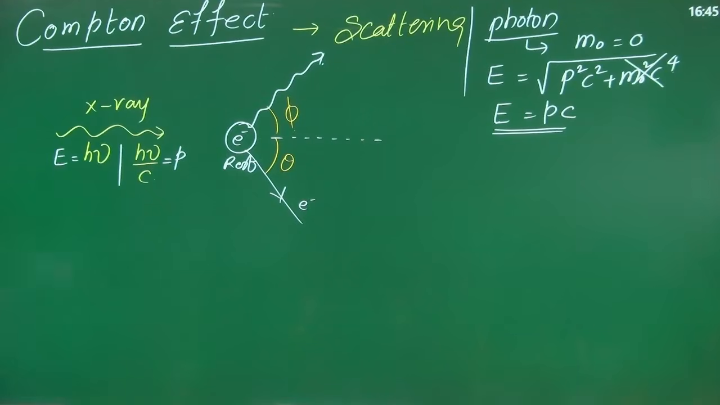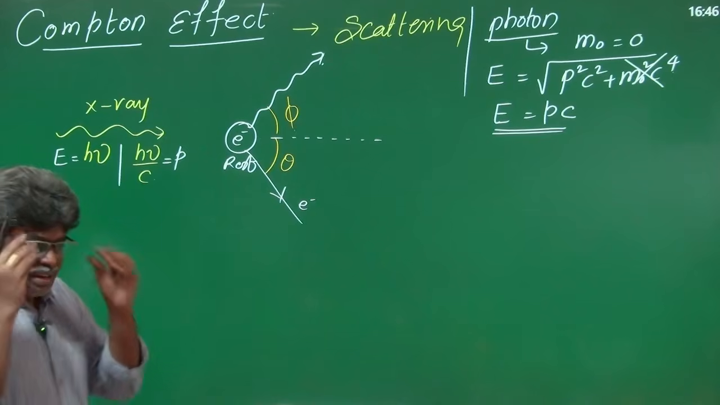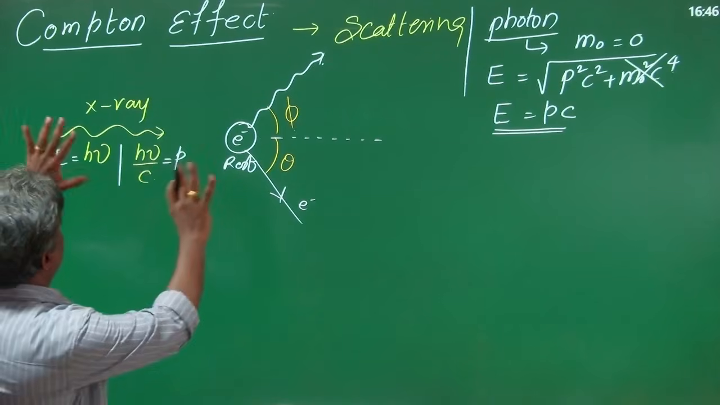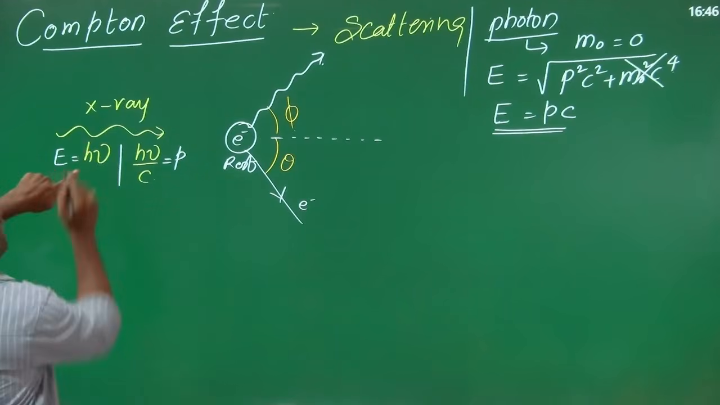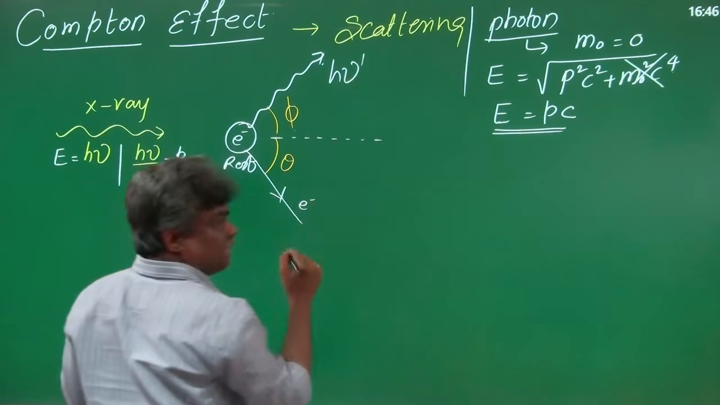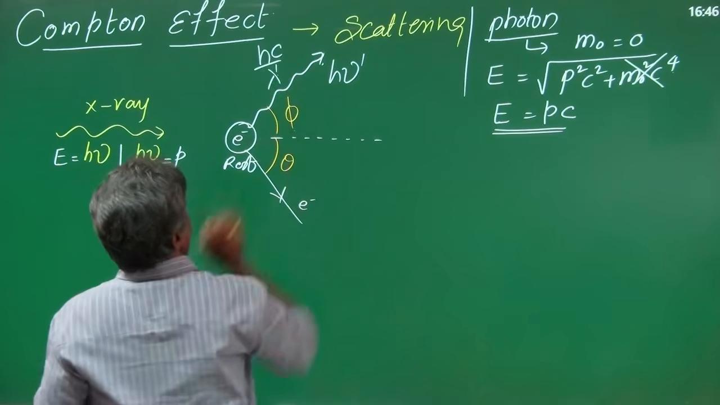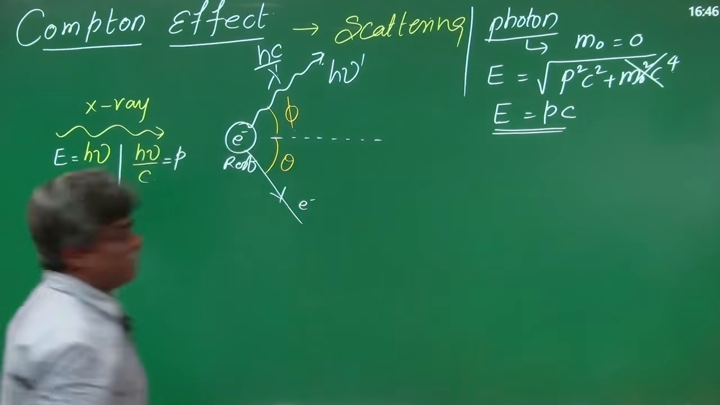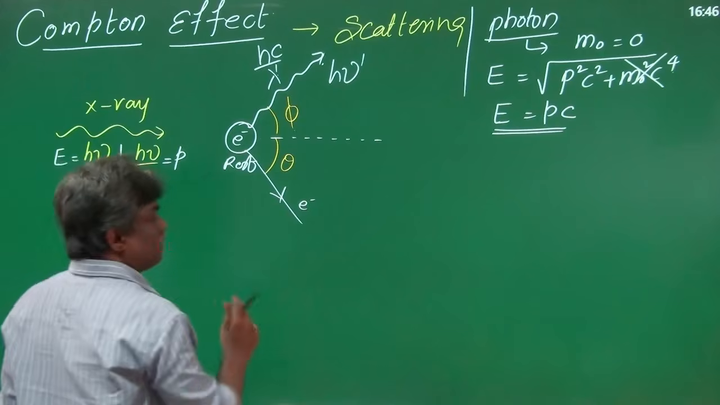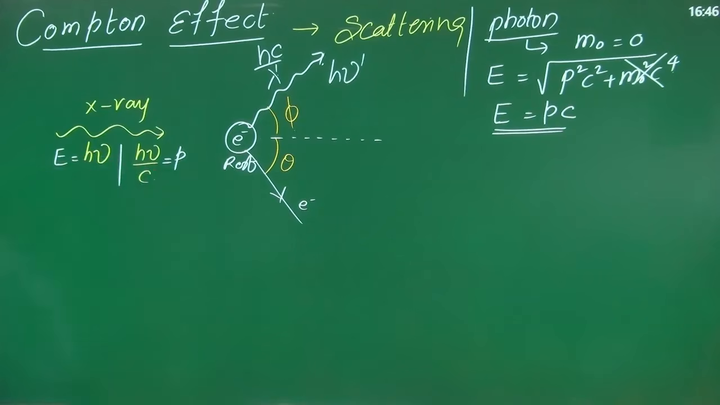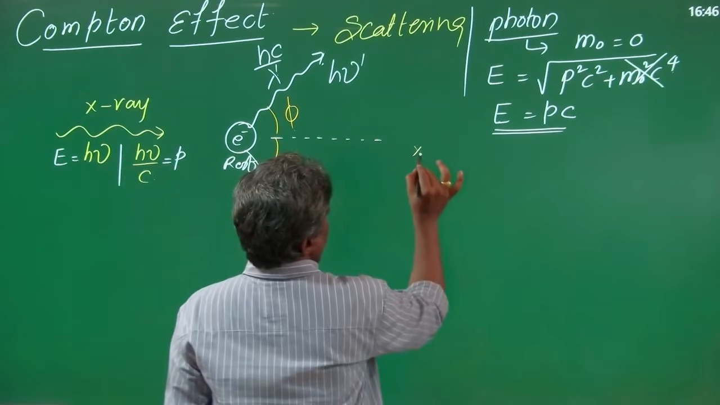Right. So this is the Compton effect, what they observed. So this is the energy h nu, and here what is the energy? With wavelength lambda prime, we can say this is hc by lambda prime. Okay, so what is this Compton effect and what we are going to do here?